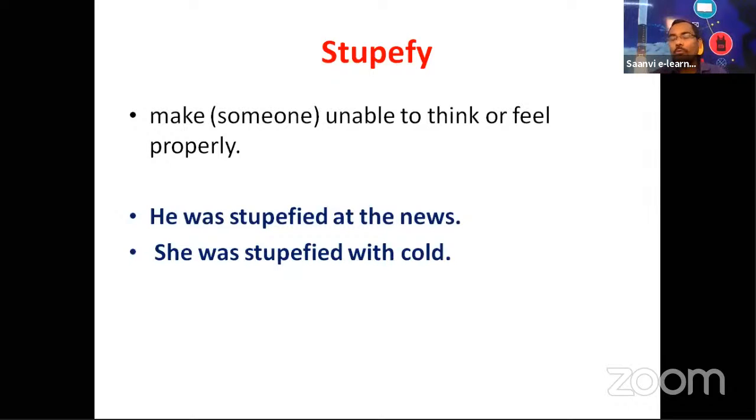And the next word is stupefy. Stupefy, stupefied. What do you mean by stupefy? Stupefy means to make someone unable to think or feel properly. He was stupefied at the news. So he got surprised, he got startled maybe. It means he was unable to think or feel properly after hearing that particular news. She was stupefied with cold. What do you mean by that? She was unable to think or feel properly due to cold.